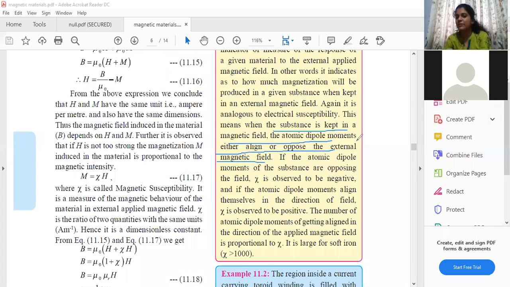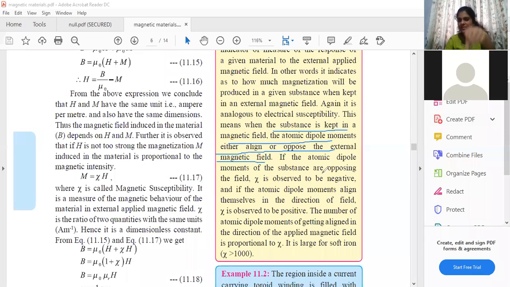The substance is kept in a magnetic field; the atomic dipole moments, that is, the dipole moments because of the electron, the spin and orbit and all those things, either align or oppose the external magnetic field. The material kept inside the solenoid will have dipole moments either along with the external magnetic field or in the opposite direction. Alignment is going to happen. Now the question is whether they are aligned along with the external magnetic field, or in the opposite direction of the external magnetic field.